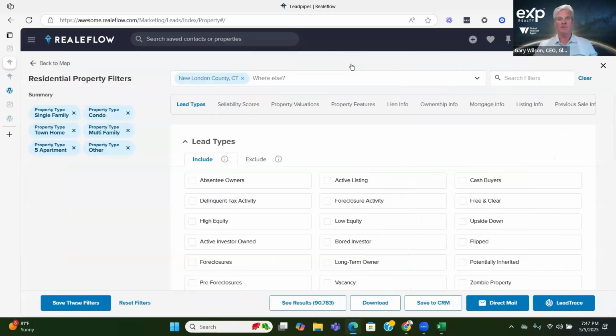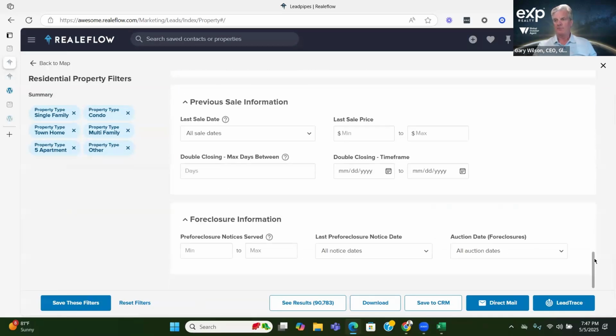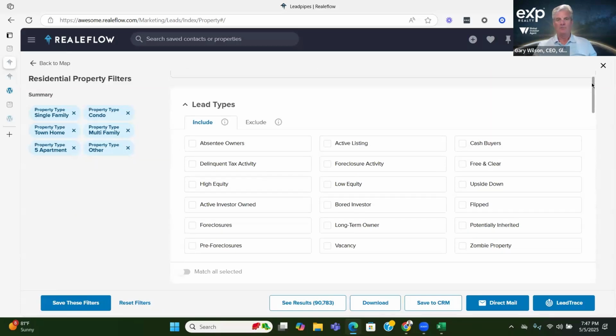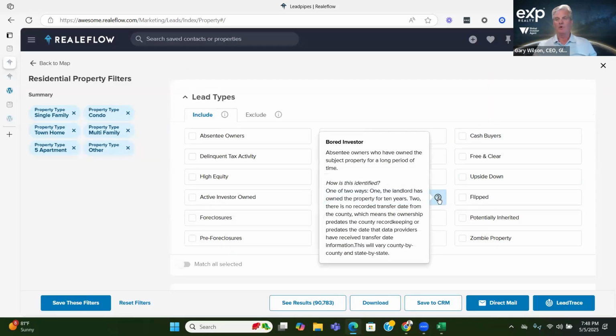Now we're going to narrow that down dramatically. My first and favorite search criteria is almost always going to be what we call the absentee investor. If you hover over the question mark, it says an absentee investor is someone who doesn't live there, they're an absentee owner, and they've owned it more than 10 years. The reason that's important is we know statistically most landlords begin to sell after about 10 years. That's the highest percentage of sales of rental units. They're tired, worn out, burned out, and ready to move on.